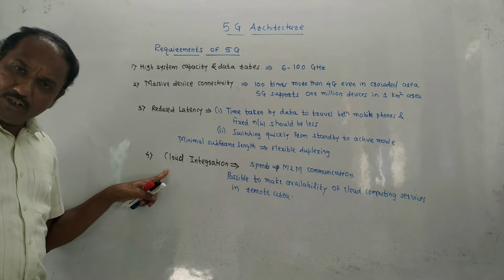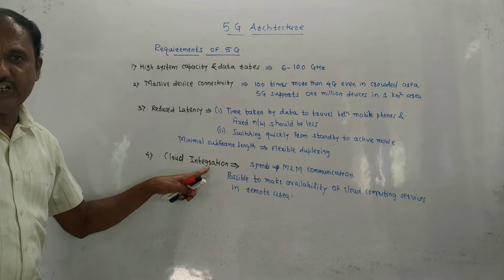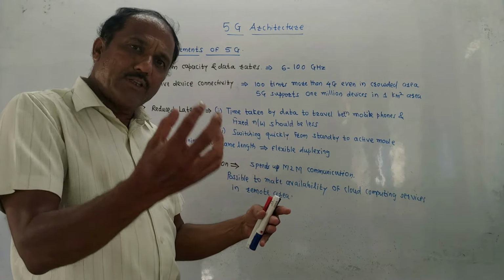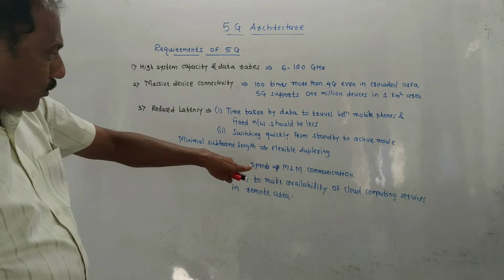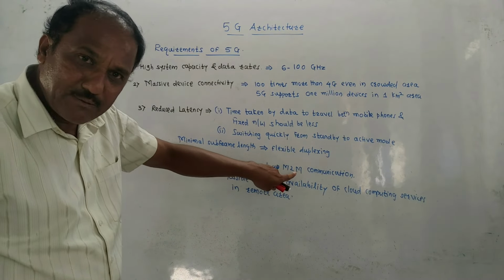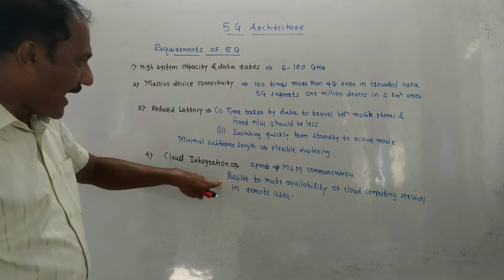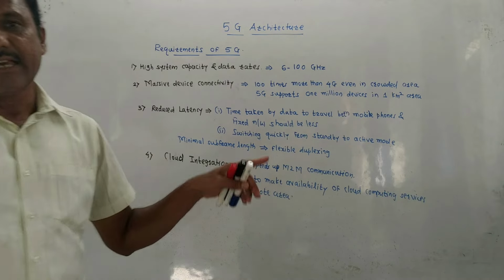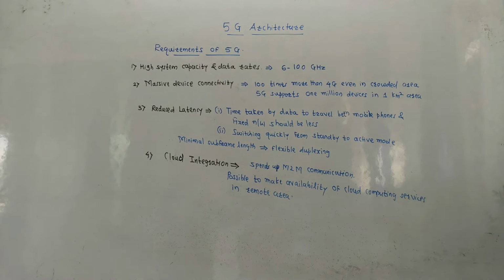And the fourth important requirement is cloud integration. We know that this high speed 5G network can be integrated with the cloud for storage purposes. So it will speed up M to M, that is machine to machine communication, and it is possible to make cloud computing services available even in remote areas.